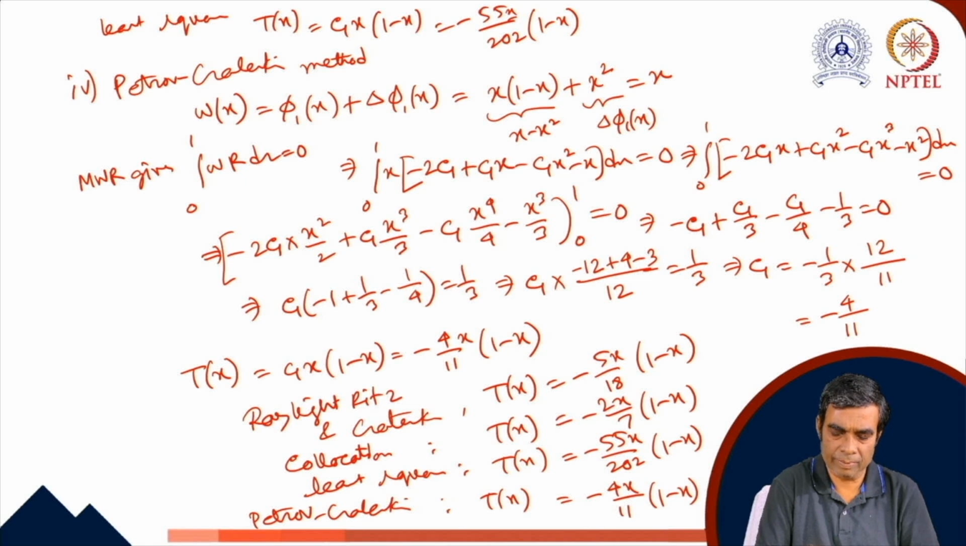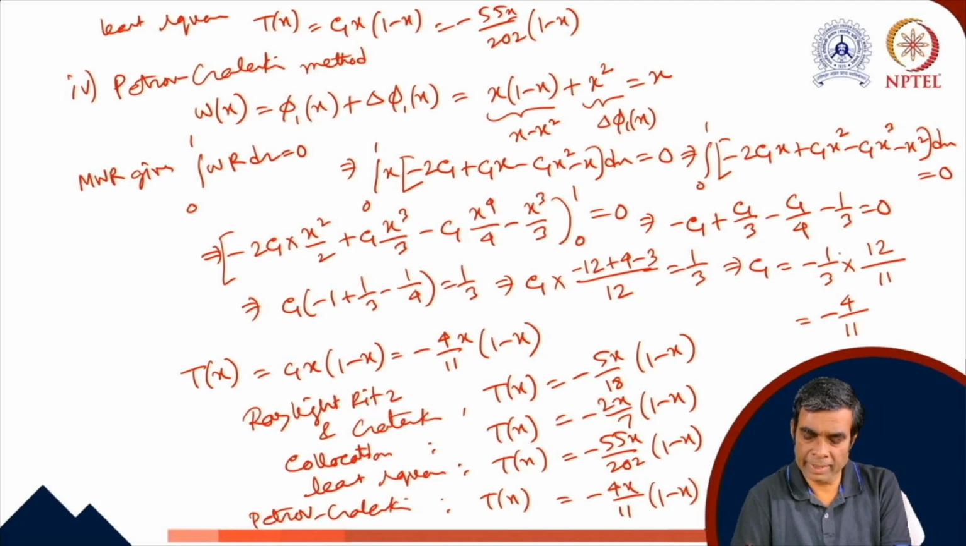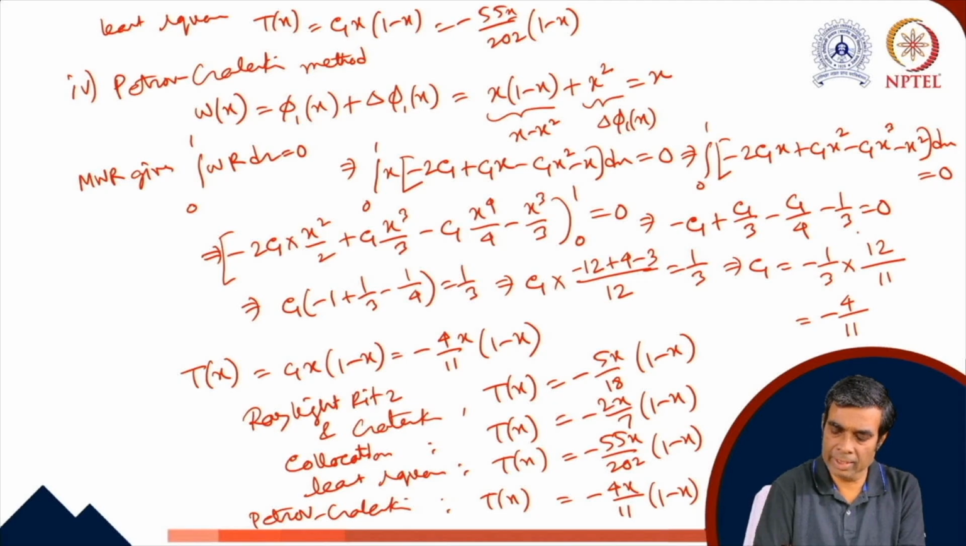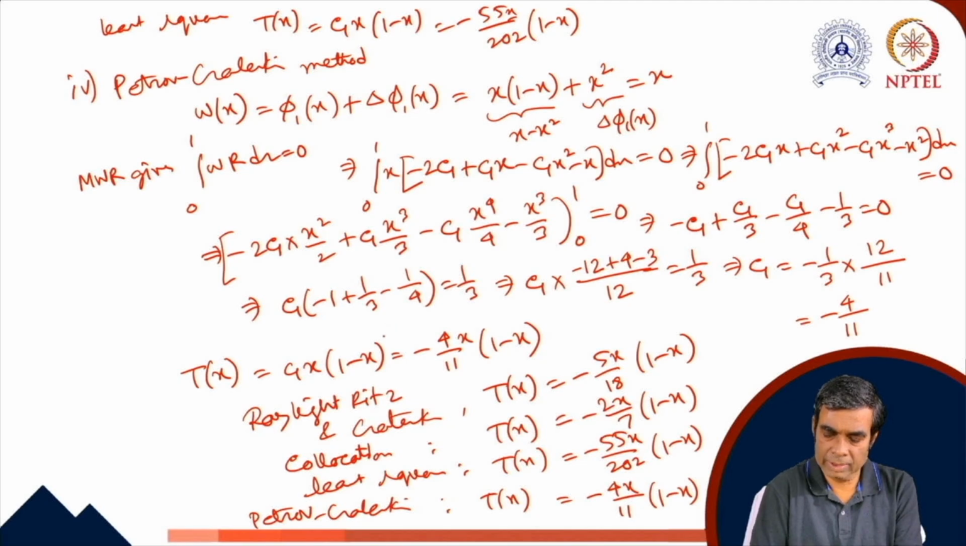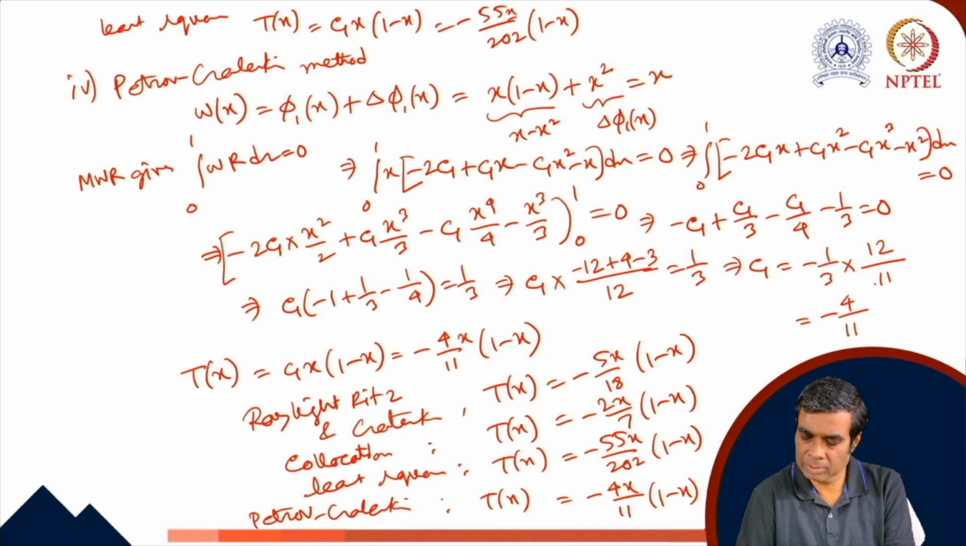We are left with minus c1, x is 1, 1/3, this will give us 1/4. And this will give us 1/3 with minus sign. So this comes right side 1/3. Then we are left with C1 minus 1 plus 1/3 minus 1/4. So this gives us minus 12 plus 4 minus 3. So it is minus 15 plus 4 is minus 11 and 12. So it is 11, minus sign comes here 1/3. So it is minus 4 by 11.